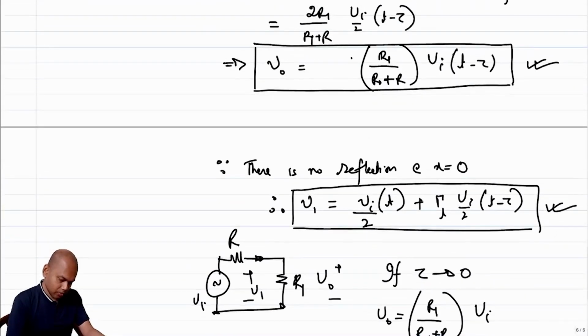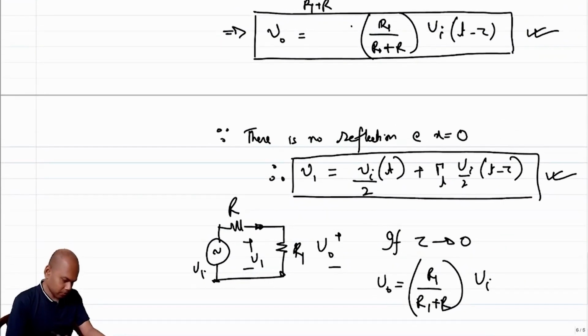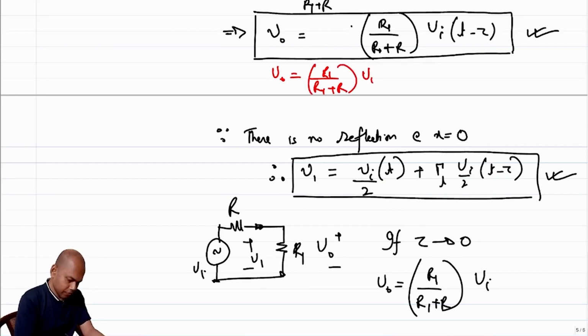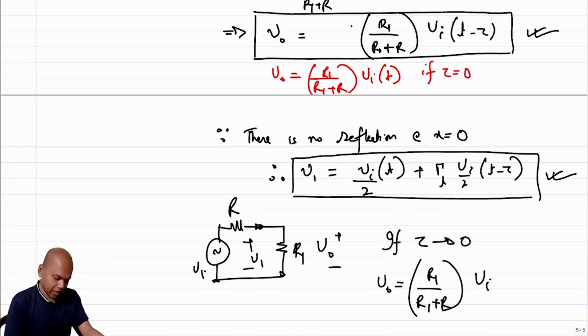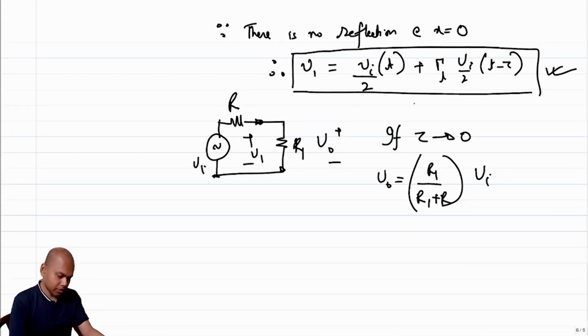So I am getting V0 is equal to R1 by R1 plus R times Vi, if tau is equal to 0, right? So this matches. But what about this guy?